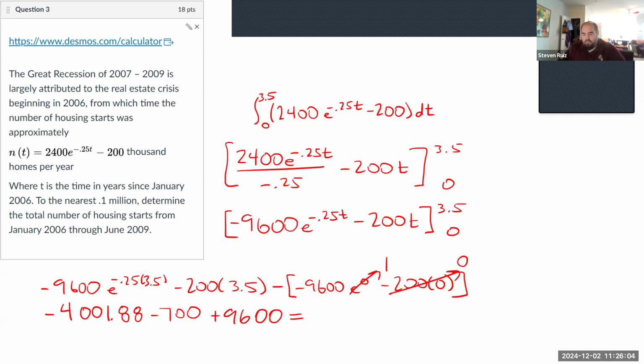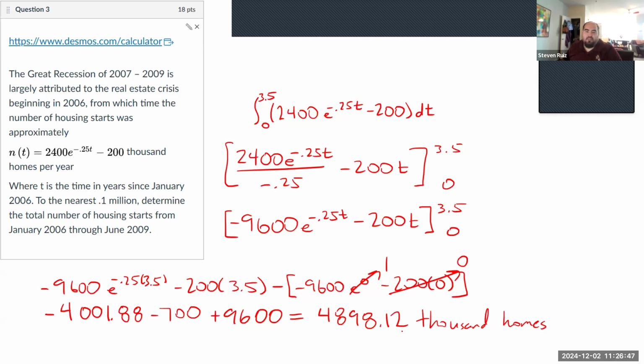9,600 minus 700 minus 4,001.88, and I get 4,898.12. But it asked me to round it to a certain level of accuracy. All right, but this is in thousands of starts, right? So 4,898.12 thousands of homes, 1,000 homes. And I want to round that to the nearest 0.1 million.